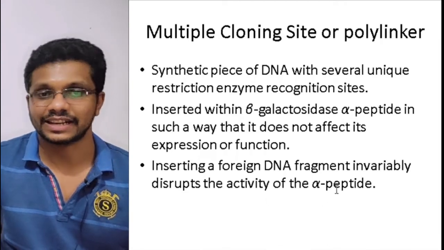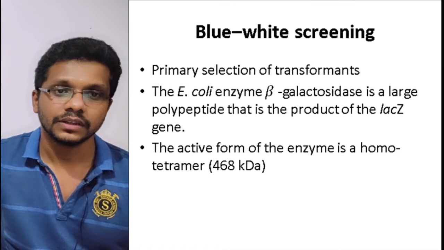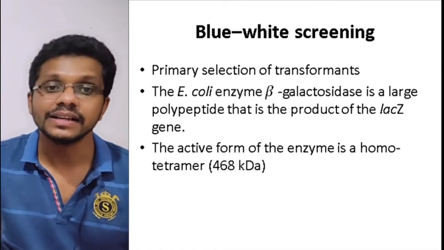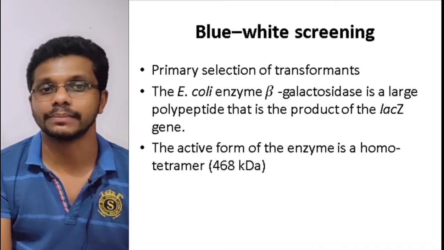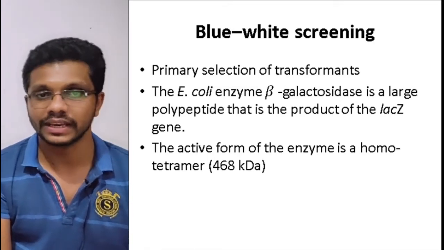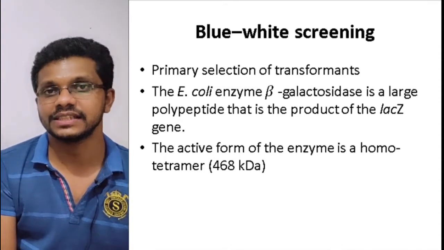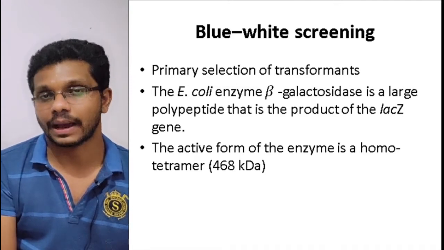LAC-C gene is actually producing alpha peptide of beta galactosidase. So that's one advantage. Another advantage is the single step screening. Single step screening of PBR322 is possible by the blue white screening method. In the PBR322 we have the ampicillin resistance gene. So for the selection we will use ampicillin resistance and the blue white screening.